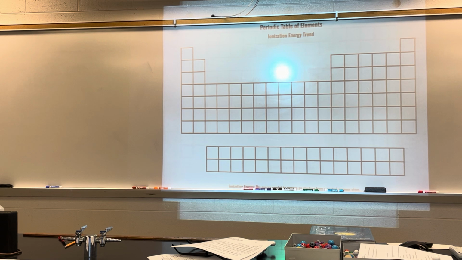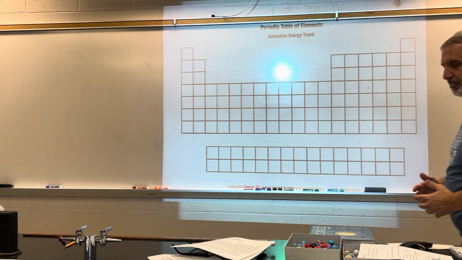Now, why is that important? What does it mean about the stability of the electron configuration if it takes a ton of energy to remove it? It means it's very strong. It means it's stable. It takes a lot of energy to remove it. If it comes off easily, that means it really doesn't care. It doesn't really want that electron. So the ionization energy gives us insight into which electron configurations are the most stable.